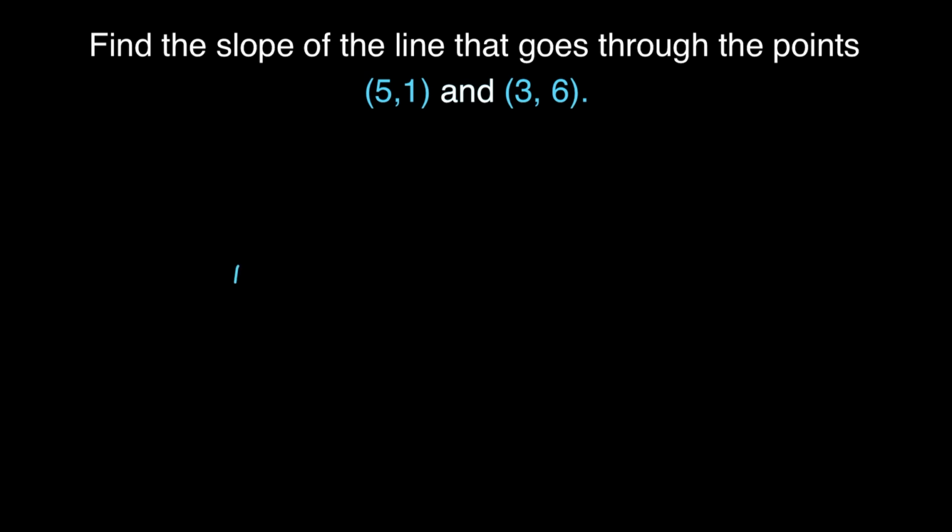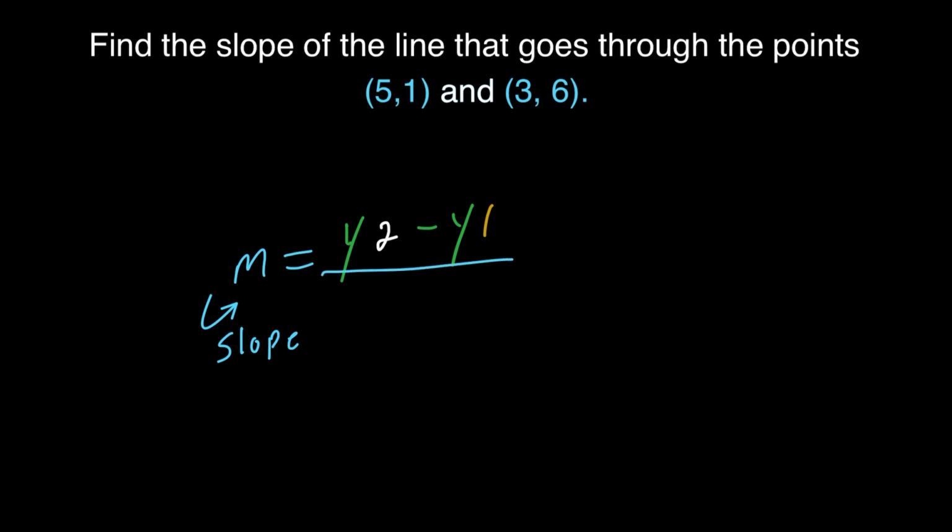And what this says is that m equals the slope. So let me write that in. So slope equals y2 minus y1, all of this over x2 minus x1.